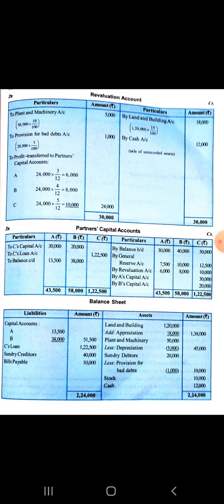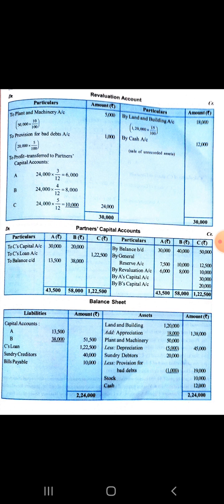Next, third adjustment, plant and machinery were to be depreciated by 10%. That means plant and machinery is reduced by 10%. Book value of plant and machinery is 50,000. Amount decreased is 5,000, which is debited to revaluation account.